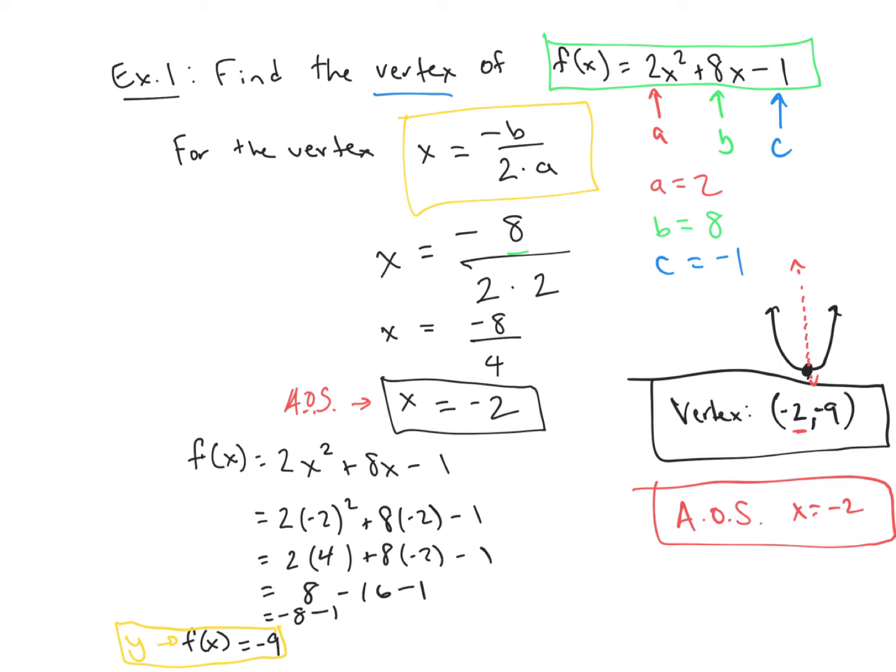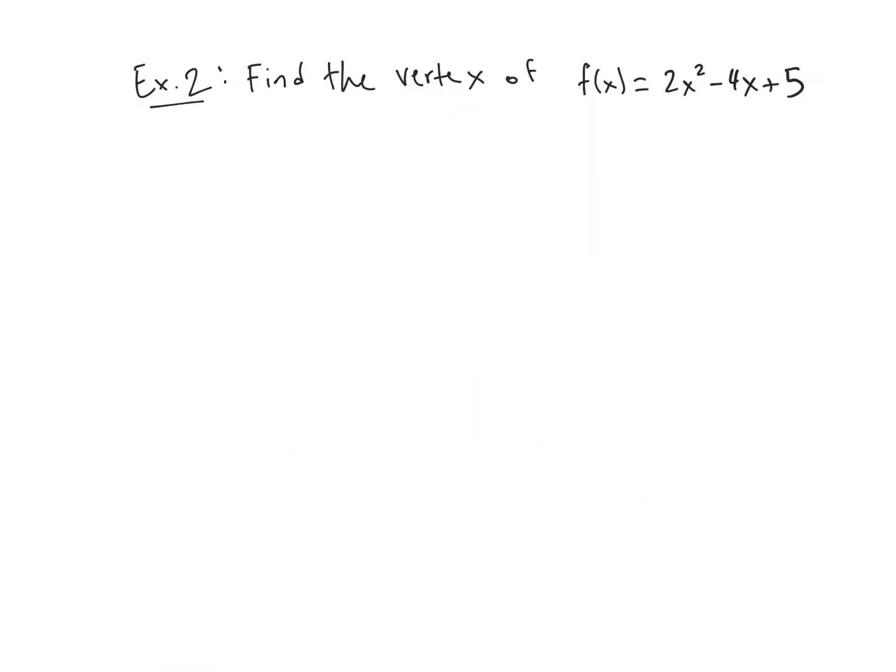Again, our formula x equals negative b divided by 2 times a is going to stay with us throughout the day. And so we're going to continue practicing that on the next screen. All right, so for the next problem, we're going to find the vertex of f of x equals 2x squared minus 4x plus 5. So the first thing I need to know is my formula, x equals negative b divided by 2 times a.